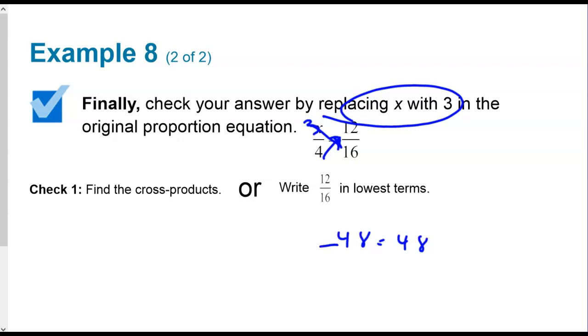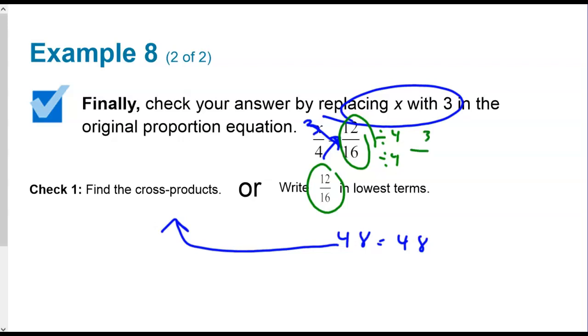And we can also look at this, and that's this actually here should be over on this side, finding the cross products, because the other way to do this is to look at 12/16 in the lowest terms, and if we do that, then we say, okay, they're both divisible by 4. We do the top, you have to do the bottom. 12 divided by 4 is 3. 16 divided by 4 is 4, which is the same as 3/4 over here. And 3/4 equals 3/4, so we know that that is true, so we've checked our answer.